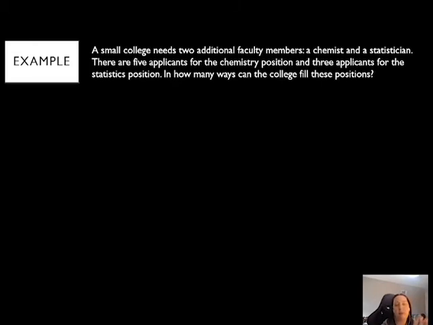So we could solve this by making a tree like we did for the courses, but we can also just use the multiplication, the simple counting, the counting principle. So we just have the choices for our chemist, and then we have our choices for this statistician. There are 5 applicants for chemistry, 3 for statistics, and so you multiply those together. There are 15 different ways that we can fill these positions.